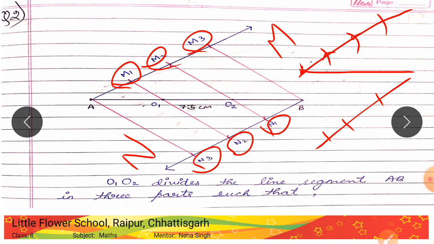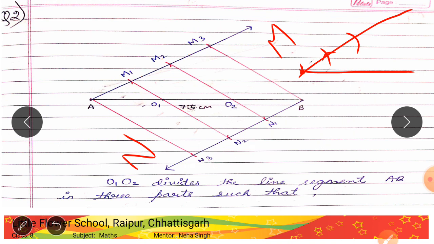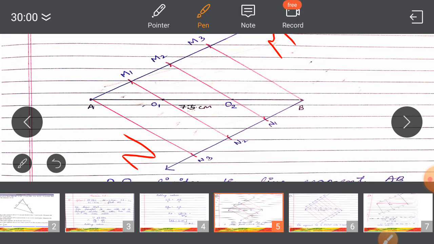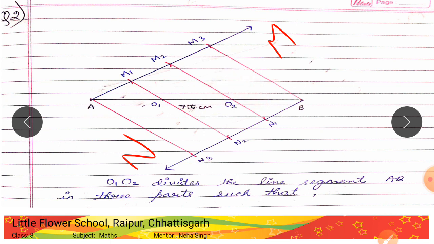Now the lines where M1, N2 intersect the line AB, name that point O1, and where M2, N1 intersect, name that point O2. Okay, so now here we have got the point O1 and point O2, and we can see the line here is divided in 3 equal parts. This is the first part, this is the second part, and this is the third part. So line of 7.5 centimeter has been divided into 3 equal parts, right?